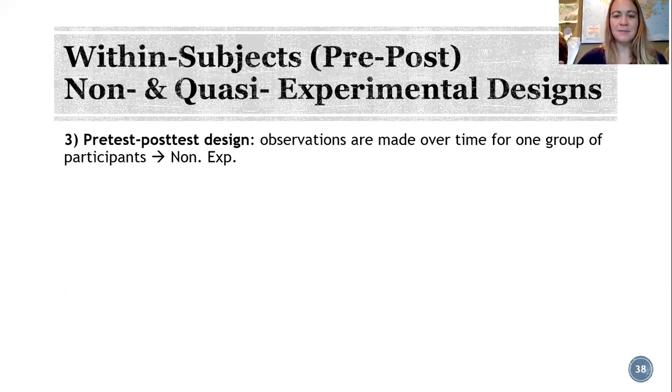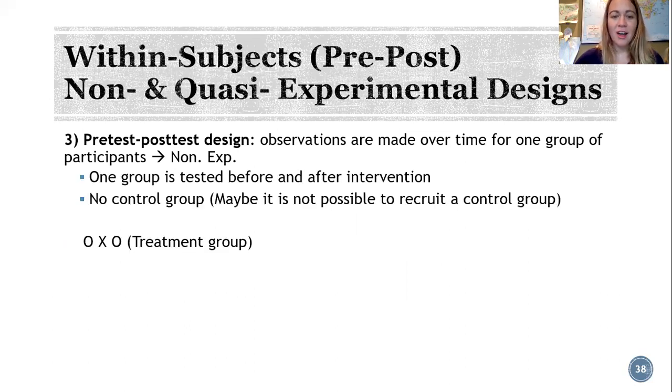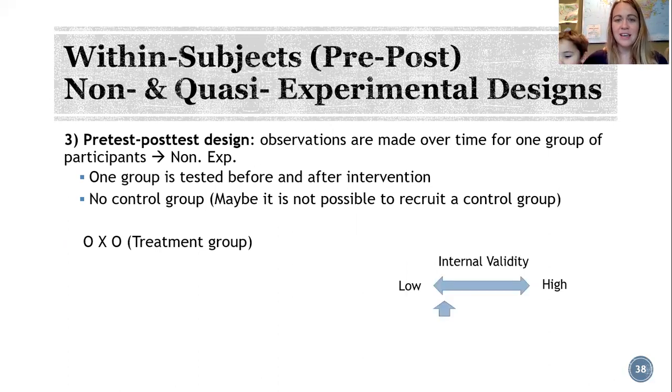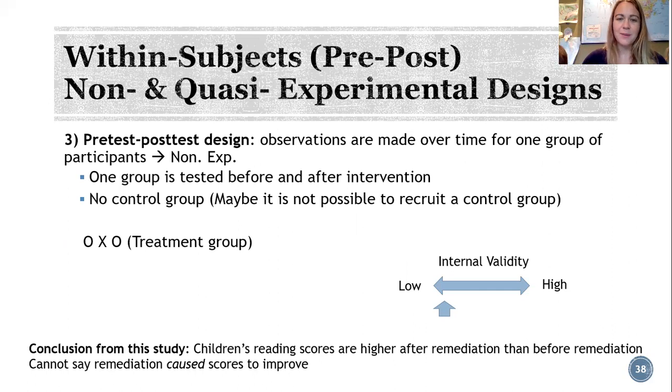So this kind of design, again, is an example of a non-experiment. We don't have a control group. Maybe it just wasn't possible for us to have a control group. That's okay. We just have to be honest about where we fall in the spectrum between low and high validity. This falls pretty low, and so again, we have to be cautious in our conclusions. We can say children's reading skills are higher after remediation than before remediation, but we can't say that it's because of the remediation that their skills improved.